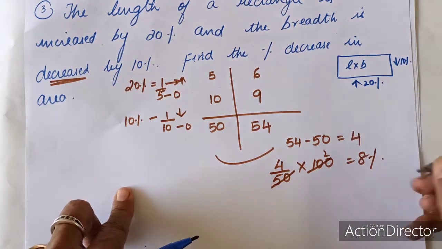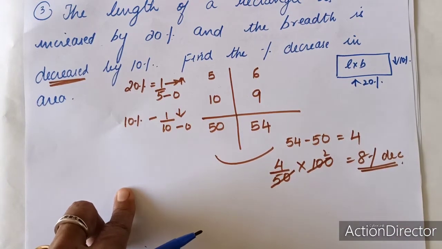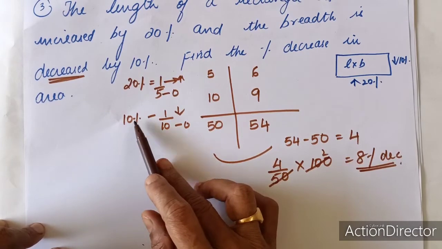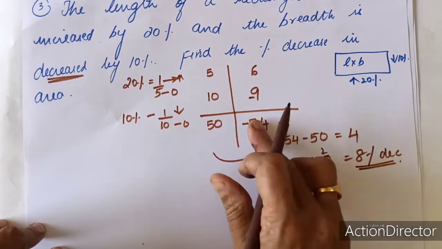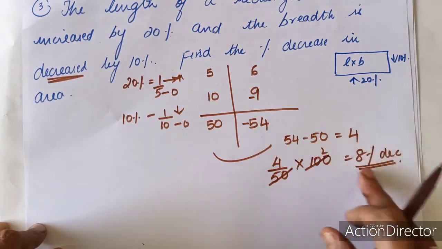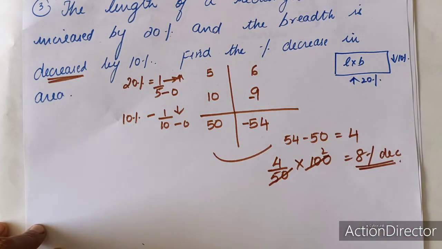Since it is asked decrease, you write percentage decrease. How is it decreased? Because it is reduced by 10%. So you can write minus 9 over here. So it will be minus 54. And we are not going to put the minus sign here, as we know, minus or negative denotes decrease. So it is a decrease. 8% decrease.